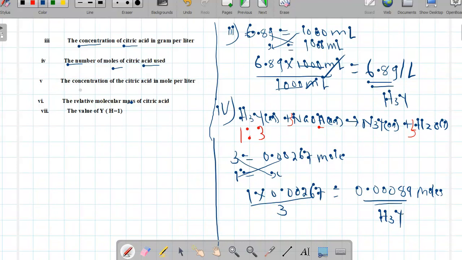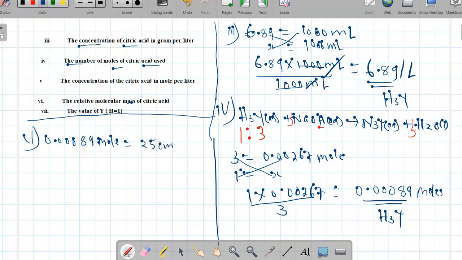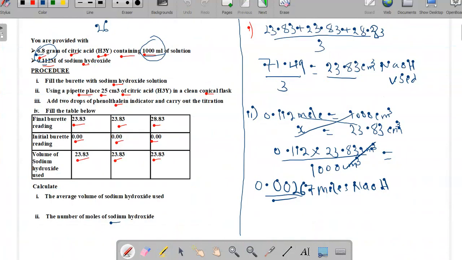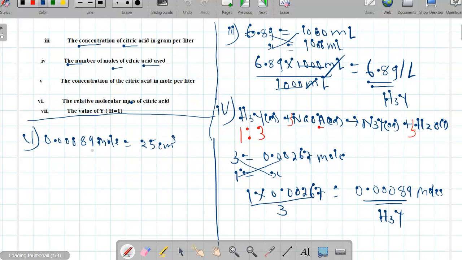Okay. The next question is the concentration of the citric acid, Roman 5. It's very simple. This is what you do. 0.00089, which is the number of moles of the citric acid, is equal to the volume of the citric acid used, which is 25 centimeter cubed. Where am I getting this? Let me go back to my question. Using a pipette, place 25 centimeter cubed of citric acid. This is the volume of the citric acid used.